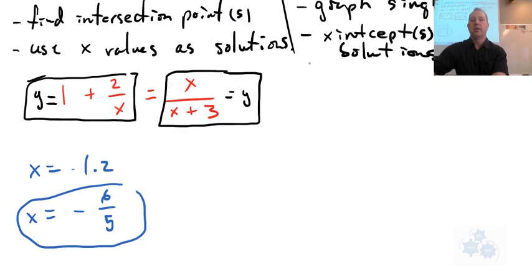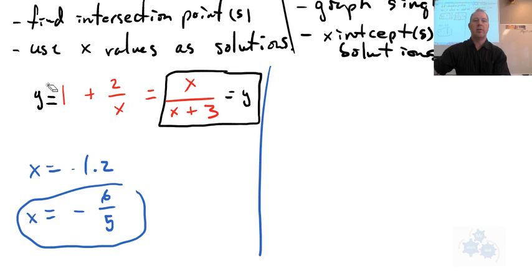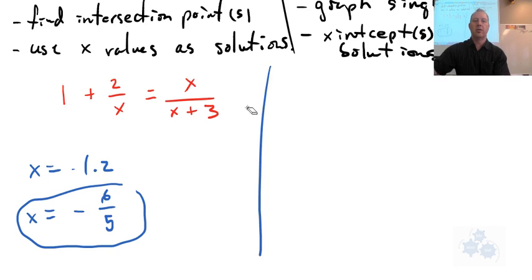So let's take a look at how we would do the second method and then see if there's another solution or not. In the second method, what we want to do is get all the terms over to one side. It doesn't matter which side at all. So I'm going to move this one term over to the left. So it's going to be 1 plus 2 over x minus x over x plus 3, and that's going to equal 0.